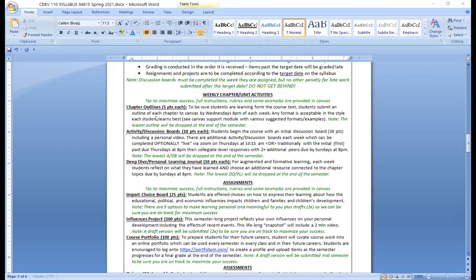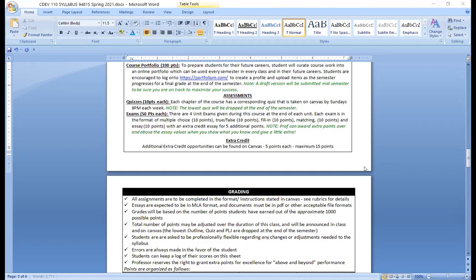Same thing with the outline, discussion board, and deep dive. I drop the lowest ones of those. So we'll get 5, 10, 20, 30. So 35 points when it comes to grading week. It helps. Doesn't exactly bump you up, but it does help a little bit. Kind of like, again, it fills in the blanks of a couple points that you missed here and there on a test or whatnot. Cool. Any questions so far?